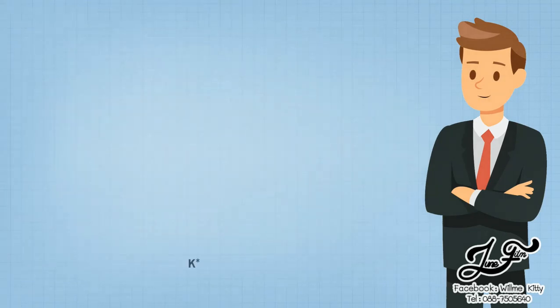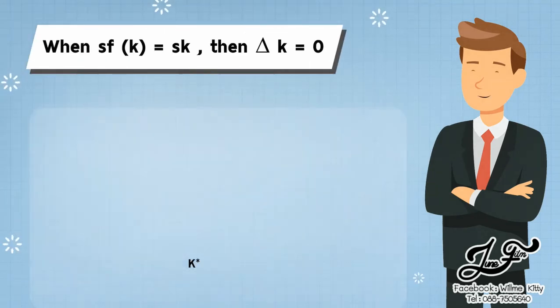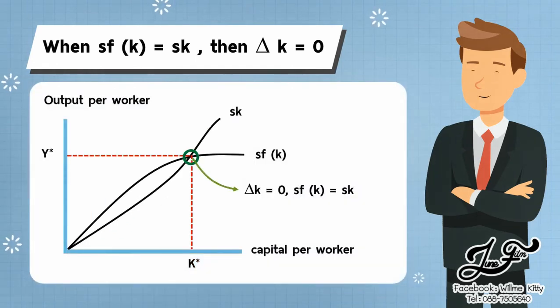Here is the graph showing the relation of output per worker and capital per worker. When the change of capital stock equals 0, or when we say s times function of capital equals delta k.